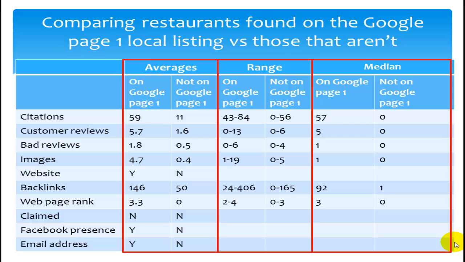Similarly, customer reviews, on average there was close to 6 customer reviews per restaurant compared to just under 2 for the other restaurants. Bad reviews, surprisingly there were a much higher level of bad reviews for the 7 compared to less than 1 on average per business for the other restaurants. Images, close to 5 images per restaurant for the 7 compared to less than 1 for the other restaurants.